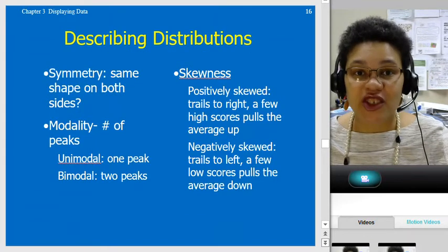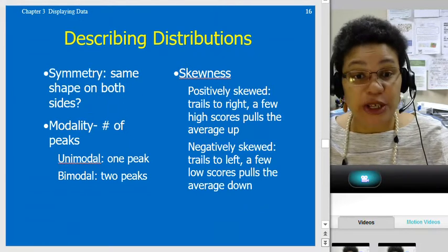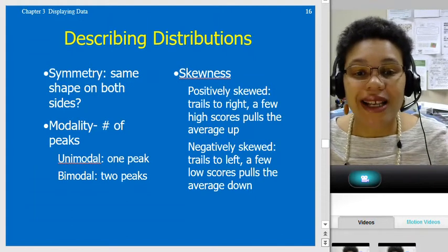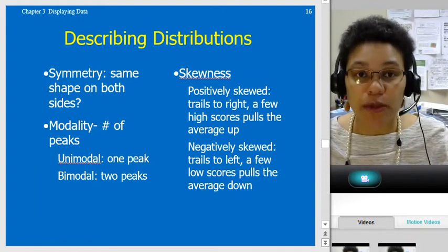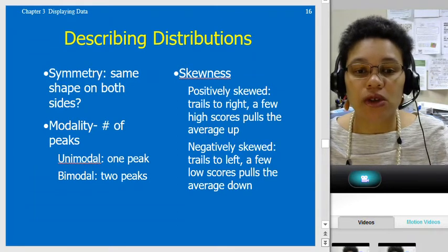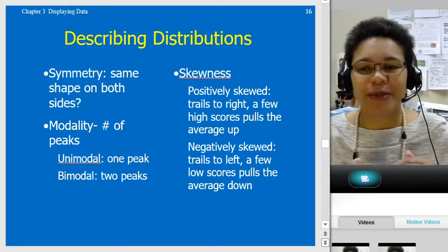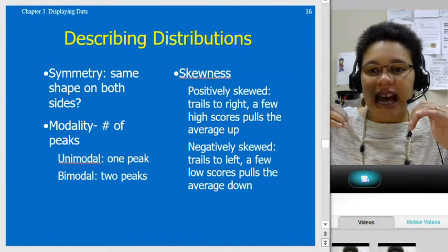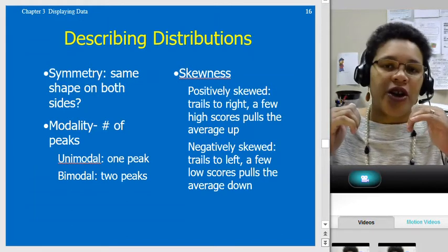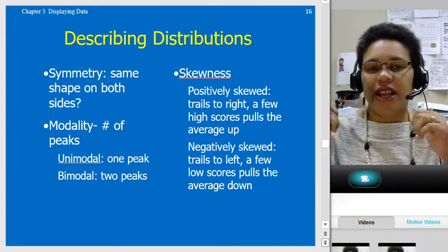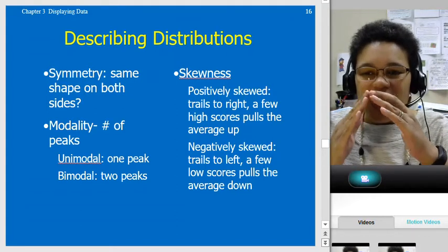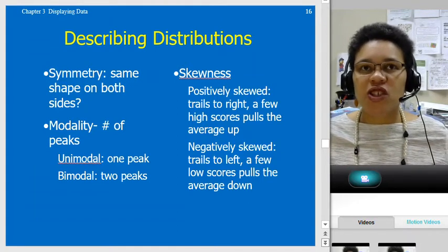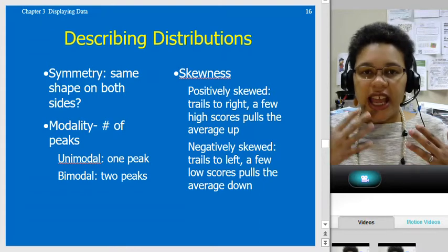So how do we describe these distributions? I just talked about it a little bit. Symmetry: is it the same shape on both sides? Is it basically mirror reflections of one another? Modality is the number of peaks. Okay, unimodal, one mode, one peak. Bimodal, two modes, two peaks. And they don't have to be exactly the same height. If there was one category where there was 9 and there was a category separated from that where 8 students had scored in that interval, then I would say it was bimodal. Right next to each other, it looked unimodal to me. Skewness, positively skewed. Now we use the word skew in our everyday language.